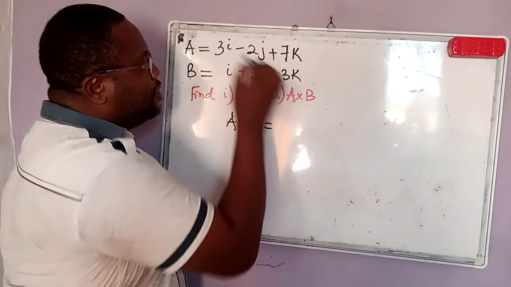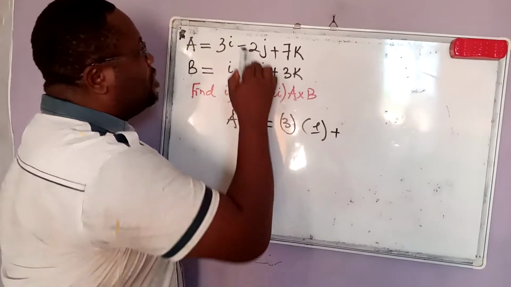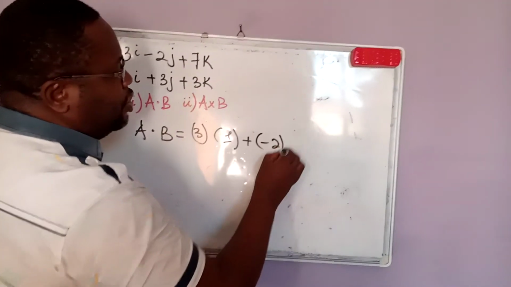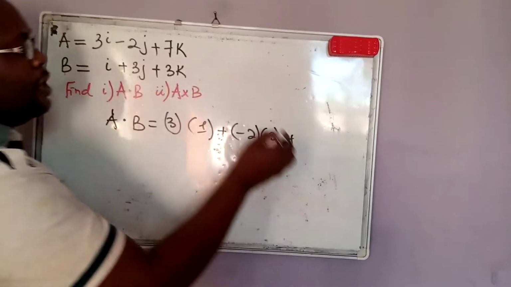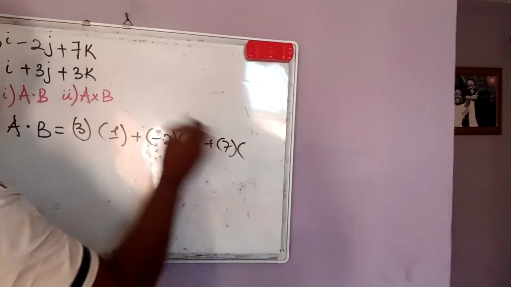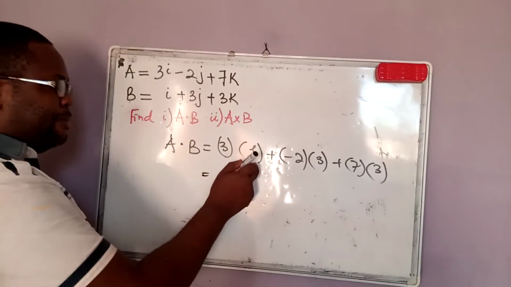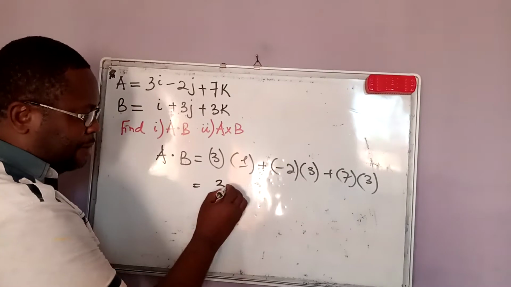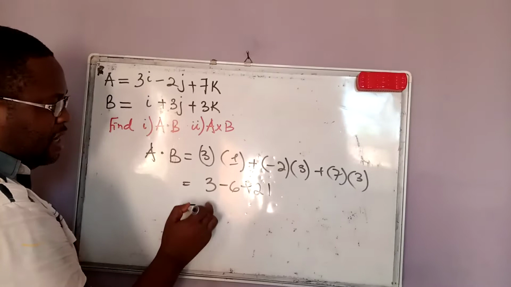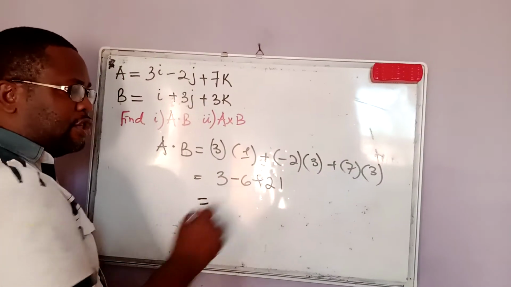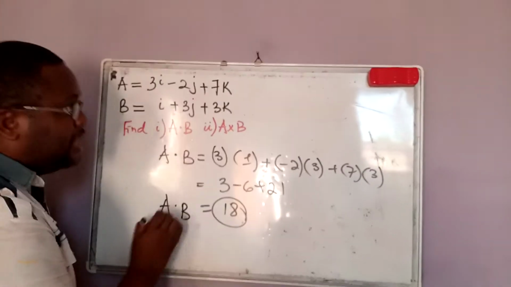So it simply becomes the coefficient of i here is 3 and the coefficient of i here is 1. Then plus the coefficient of j here is minus 2 and the coefficient of j here is 3. Then we add up. The coefficient of k is 7 and the coefficient of k here is simply 3. Then when you add up, 3 times 1 is going to give me 3, minus 2 times 3 is minus 6, 7 times 3 is 21. So at the end of the day, 3 minus 6 is minus 3, minus 3 plus 21 simply gives me 18. So that is the dot product of that vector.